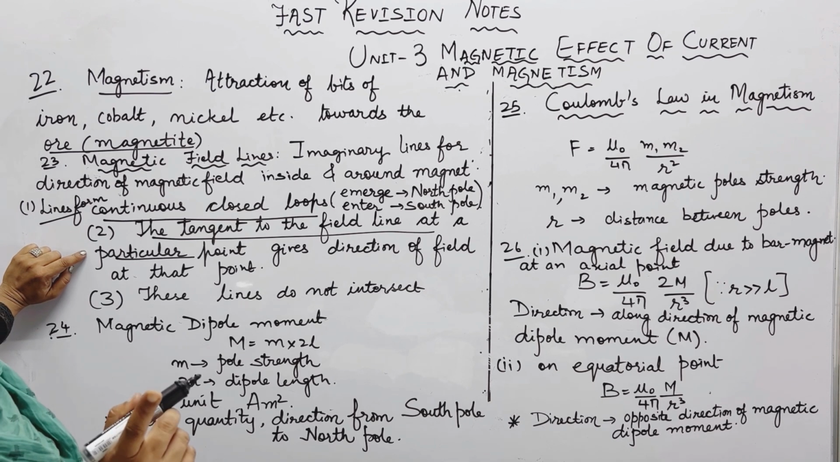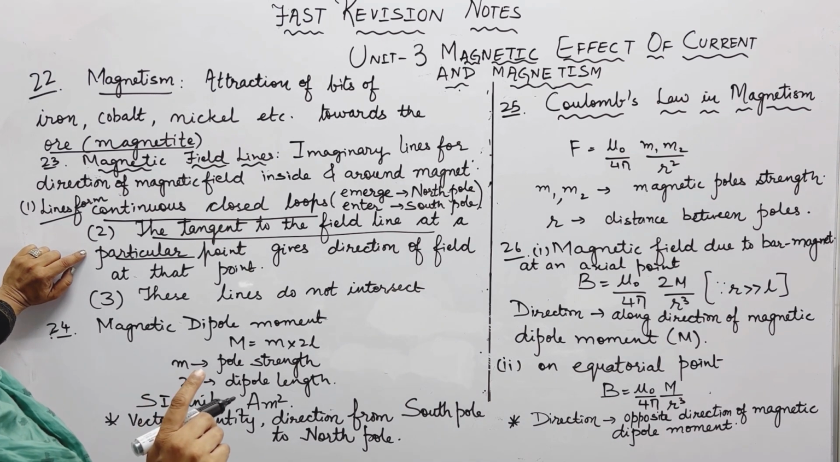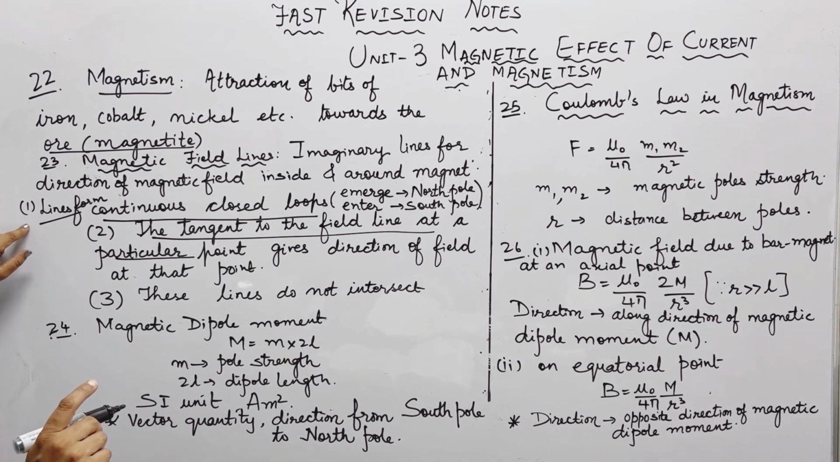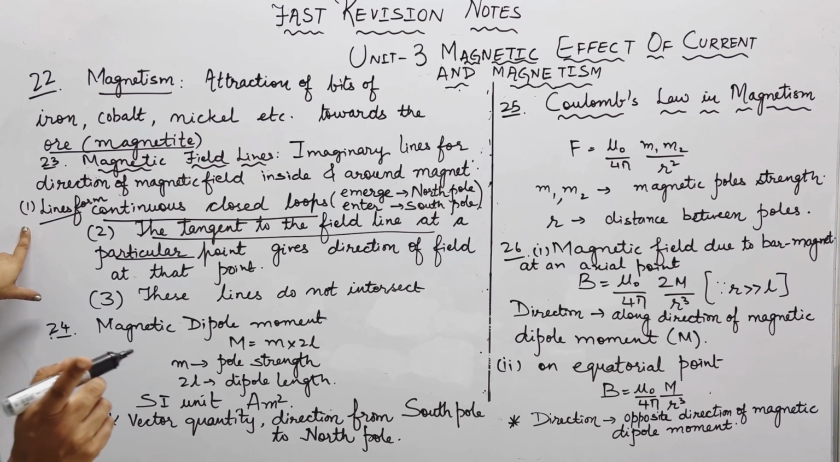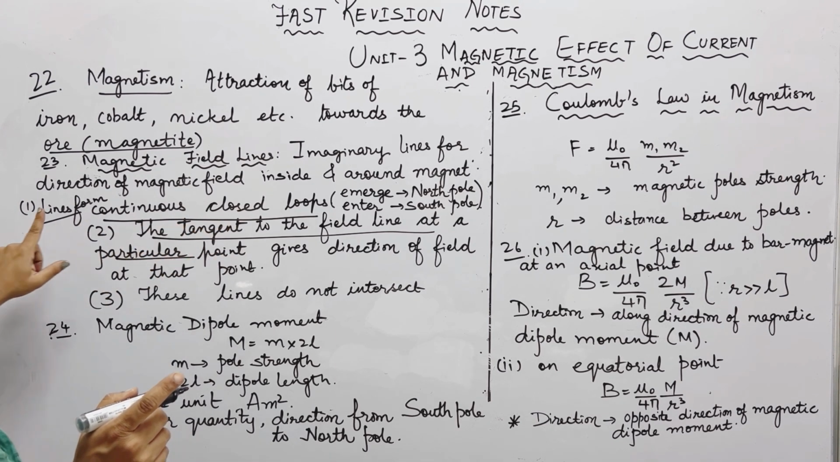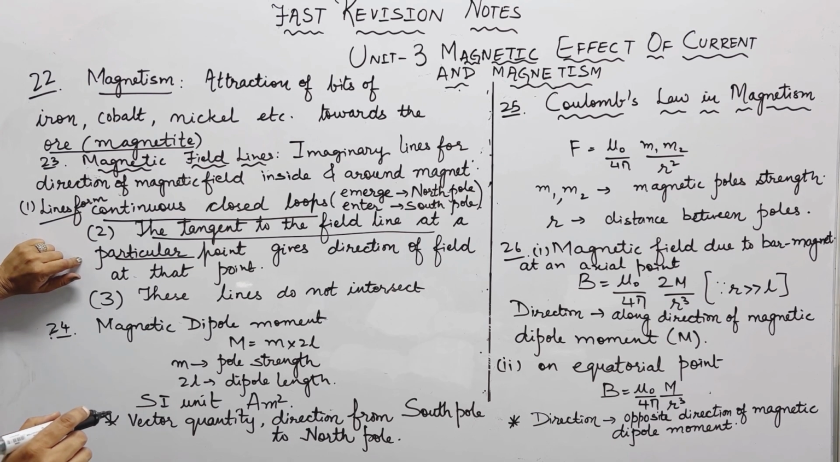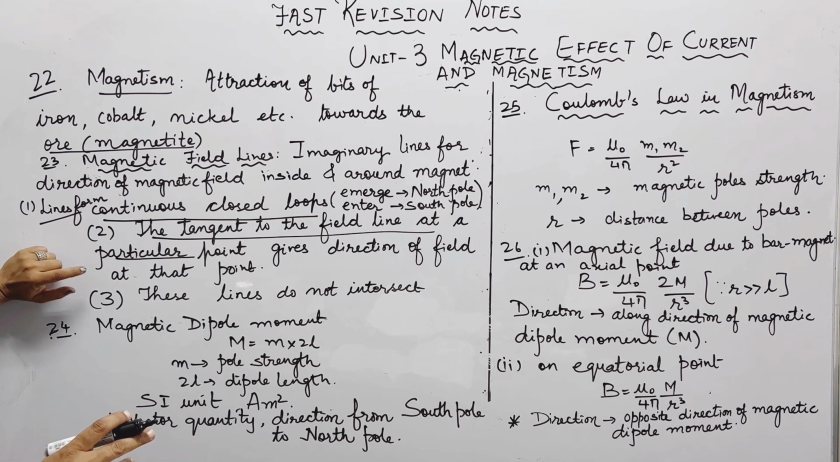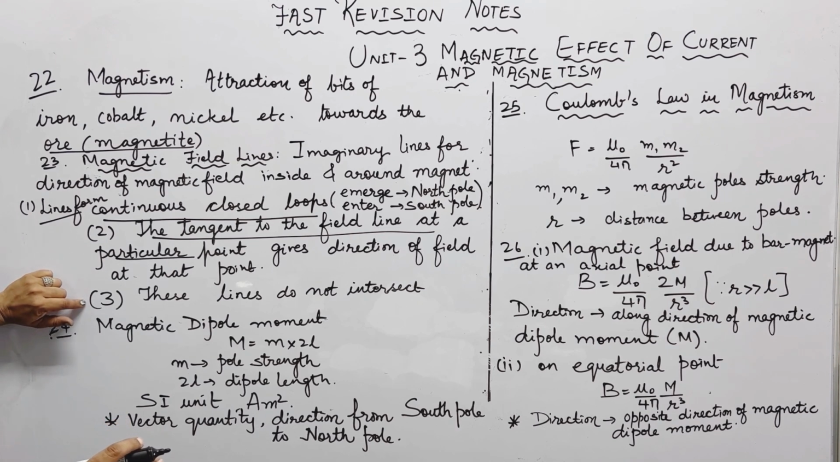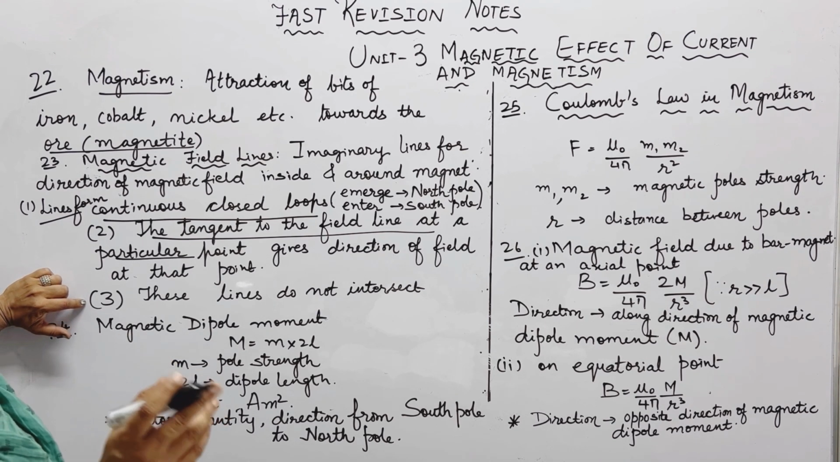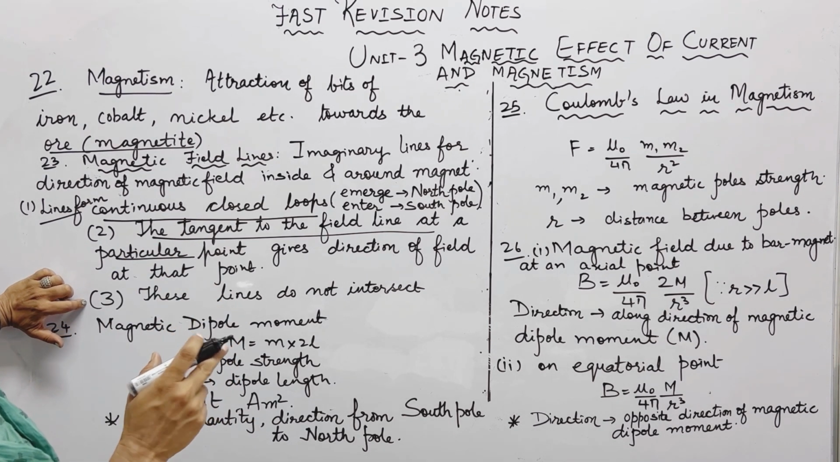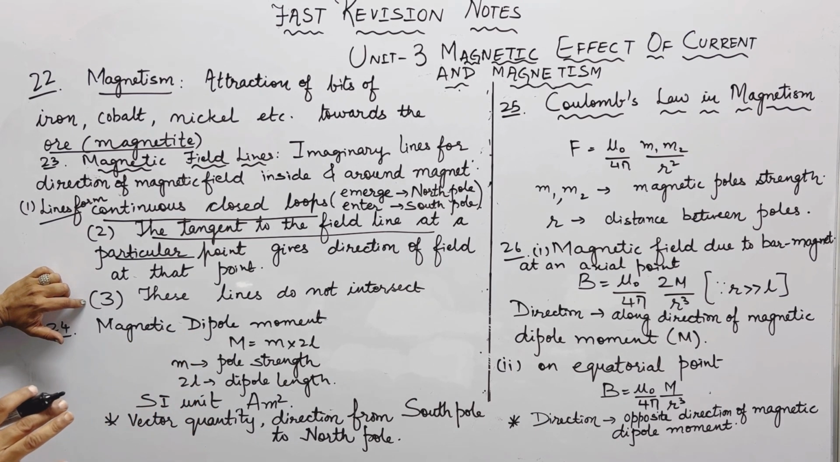This is just similar to electric field lines, but one point is different. Electric field lines don't form closed loops, but magnetic field lines do. And this point is the same: the tangent to the field line at a particular point gives the direction of the field at that point. These lines do not intersect, which is true also for electric field lines; they too don't intersect.